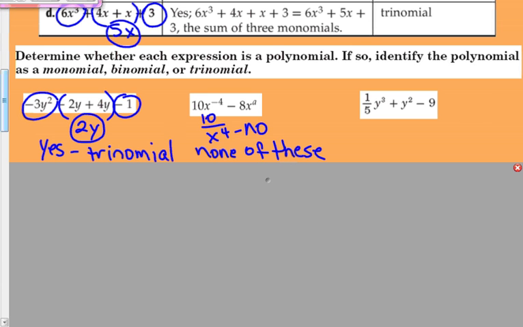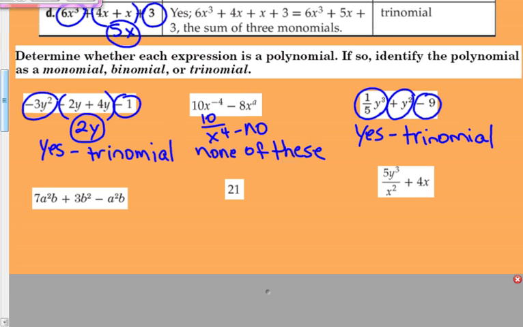All right, the next one, 1/5 y to the 3rd. There's a constant in the denominator. That can happen. So there's a term. Then we have y squared, another term, and then negative 9. And all three of these are different because y to the 3rd and y to the 2nd are not like terms. So since we have three separate terms, this is, yes, a polynomial, and it's a trinomial again. That's kind of what you're looking at.